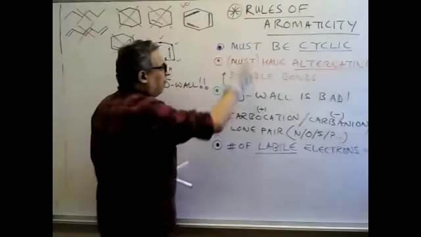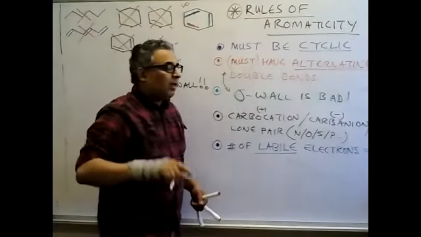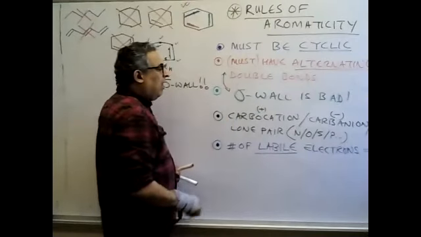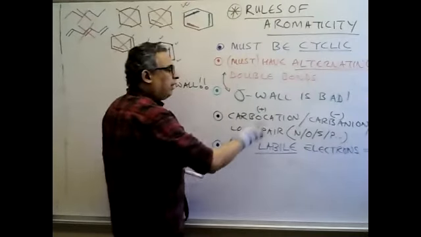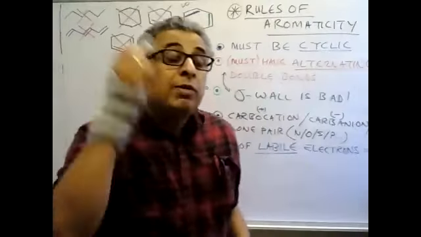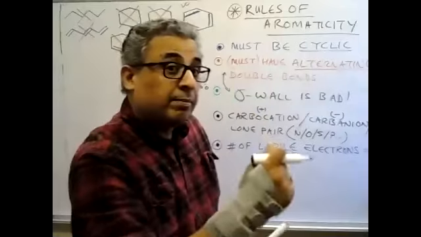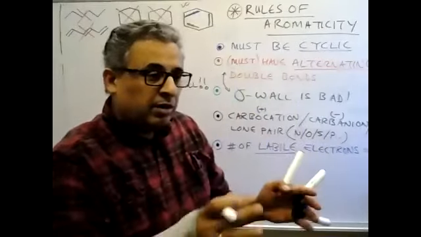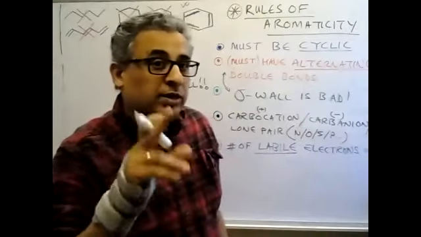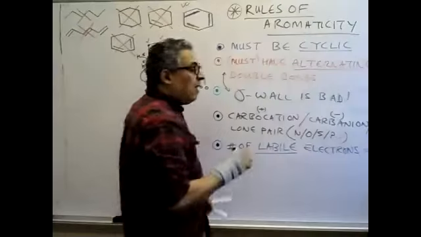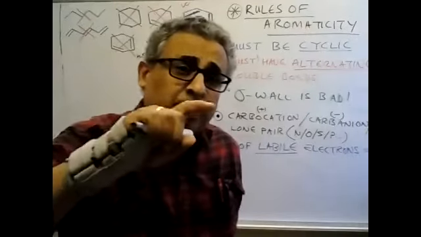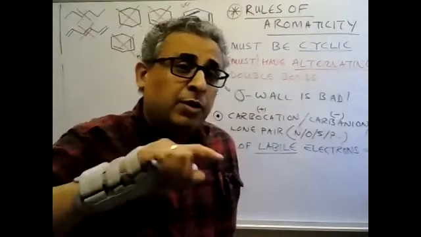So you check for all of that. You check for cyclic, non-cyclic. You check for alternating double bonds. You check for sigma wall. You check for carbocation, carbanion, lone pair, blah, blah, blah. After you have checked everything, before you label it, before you put the stamp on your product, aromatic or not aromatic, you need to do one more test. The last test is you count up all the funny electrons, all the monkeys in that periphery on the fence. How do you count the monkeys?